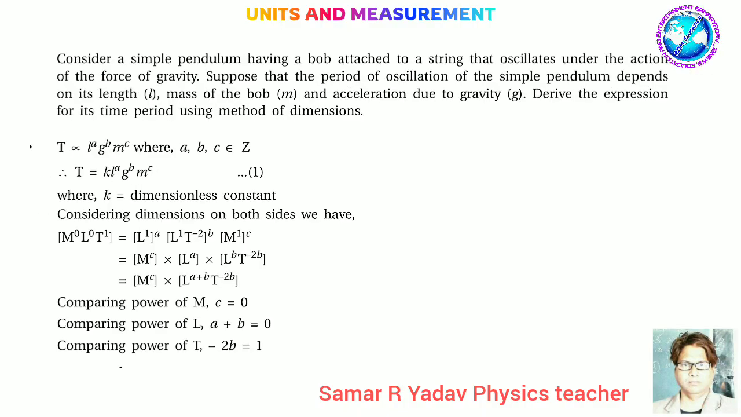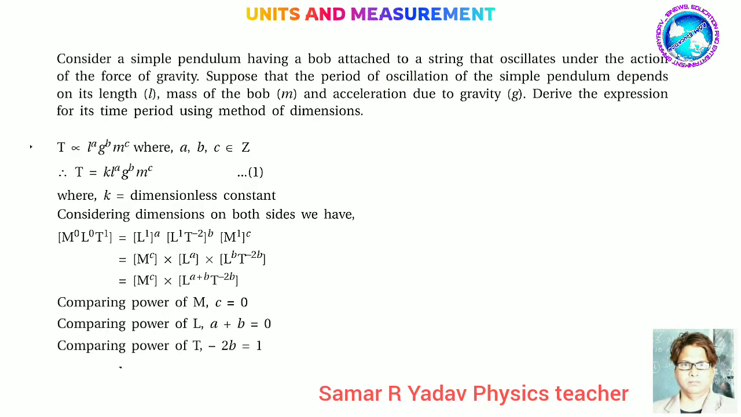Consider a simple pendulum having a bob attached to a string that oscillates under the action of the force of gravity. Suppose that the period of oscillation of the simple pendulum depends on its length L, mass of the bob m, and acceleration due to gravity g. Derive the expression for its time period using the method of dimensions.